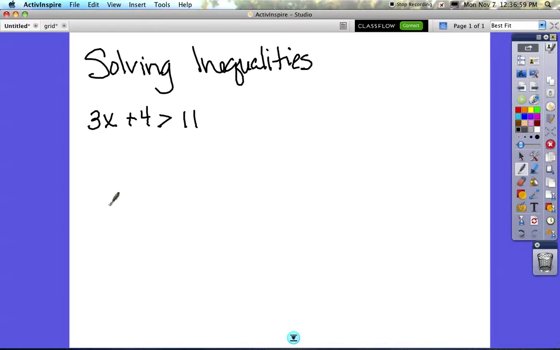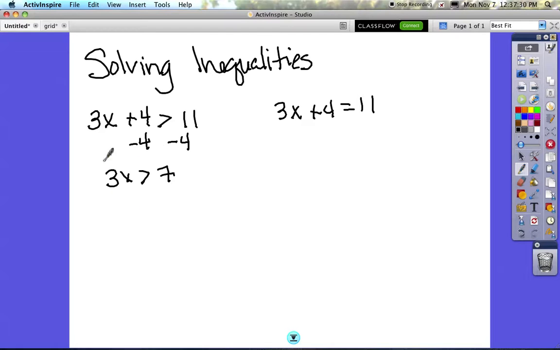Now, I've given you problems that look like this before, and it puzzles you. But if I told you to solve this, what would you do? Minus 4. You do the same thing with an inequality that you do with an equation. There's one exception, and I'll talk about that in just a minute. So we're going to subtract 4. So 3x is greater than 7.